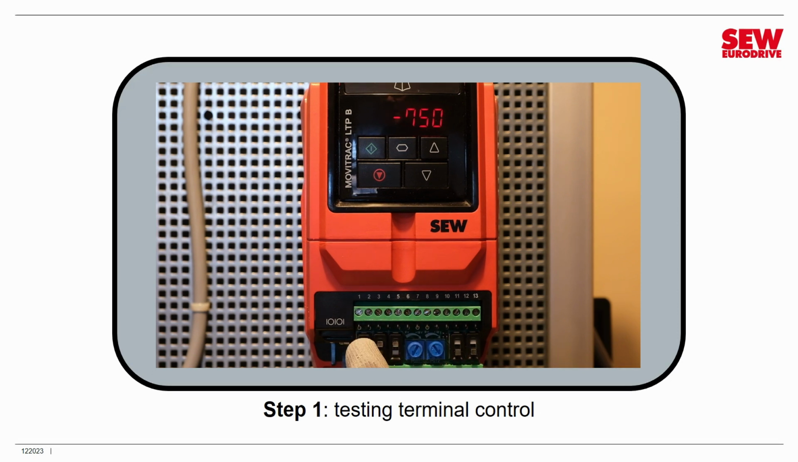And the last thing we'll do is we'll just turn digital input 1 off, which disables the drive, and we'll re-enable it. So everything seems to work as expected. Now let's do the last thing.